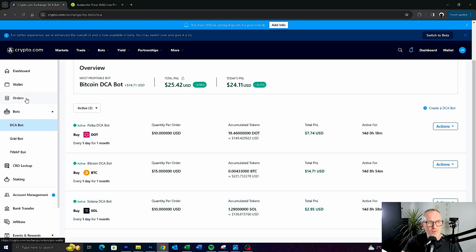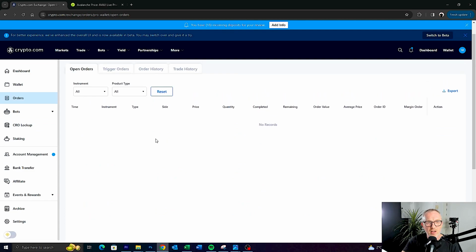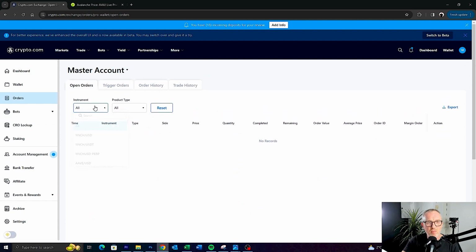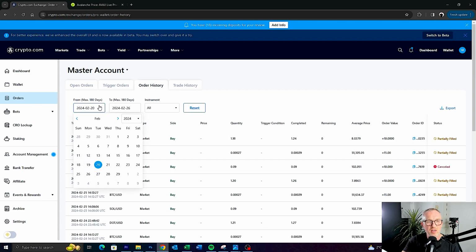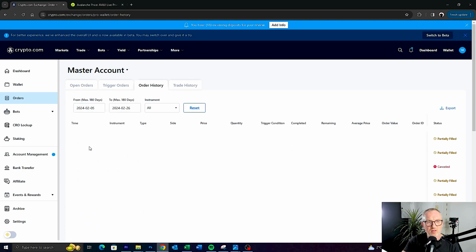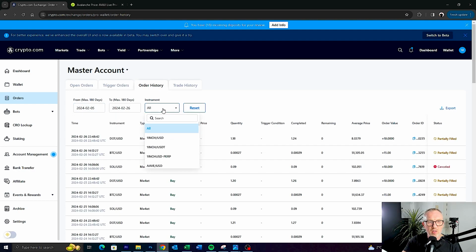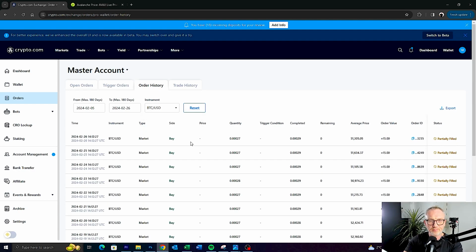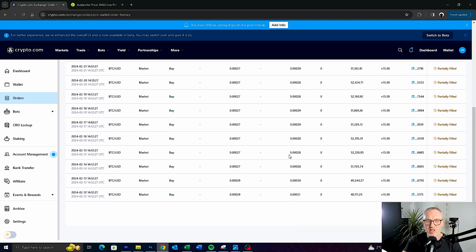Now, if I just take you over to orders here, order history, and take the date back two weeks. So let's go 6th of Feb, go to the 5th of Feb. I'll change this to Bitcoin and USD. That's the pair I've got. So these are all the orders that the bots performed for me over the last couple of weeks.